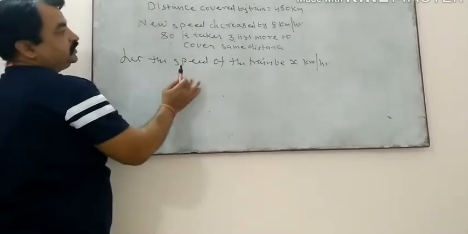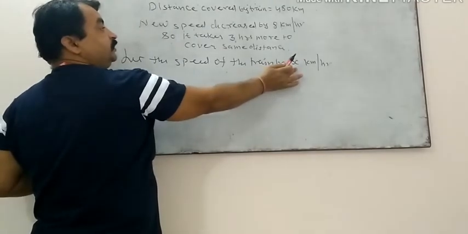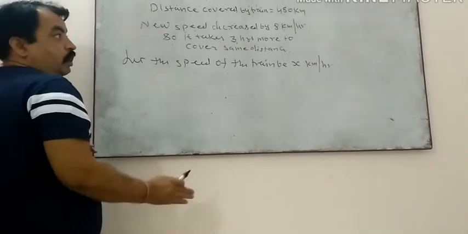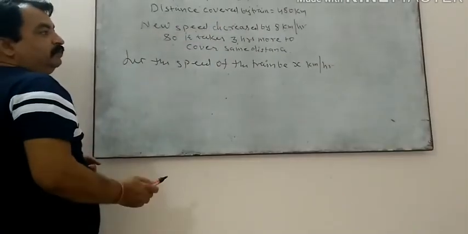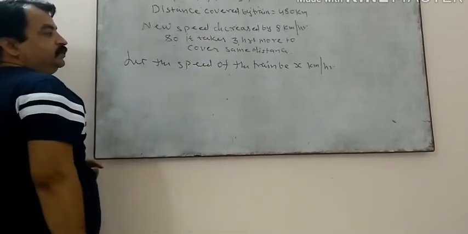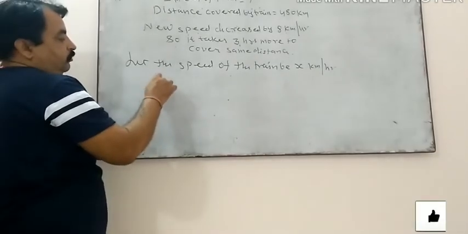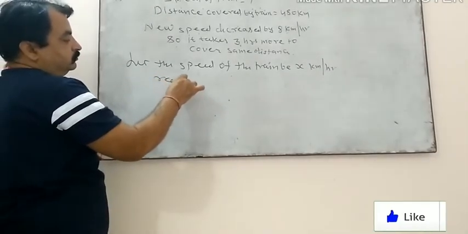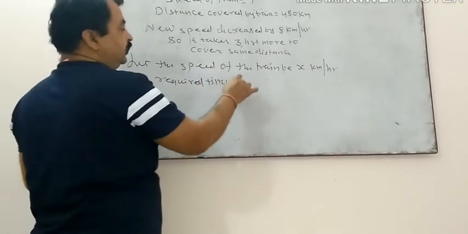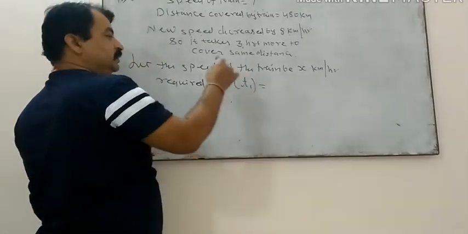Now, how much distance it is covering? Suppose the train is running with x kilometer per hour speed to cover a distance of 480 kilometer. So how much time it will take? That we have to take out by the given condition of the train. Right? So required time, you take it as T1, taken by the train to cover the same distance.